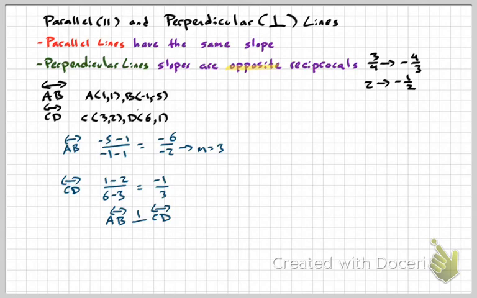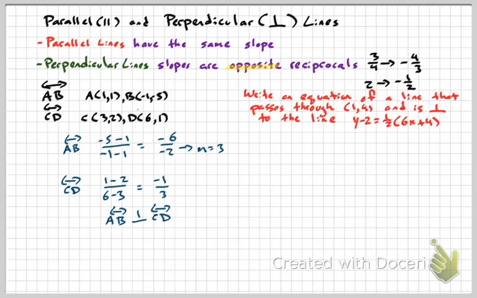Let's do one more. Okay, actually we're going to change it up. It says write an equation of a line that passes through (1, 4) and is perpendicular to the line y minus 2 equals 1/2 (6x plus 4). Now that might look intimidating in the beginning, but it's really not.